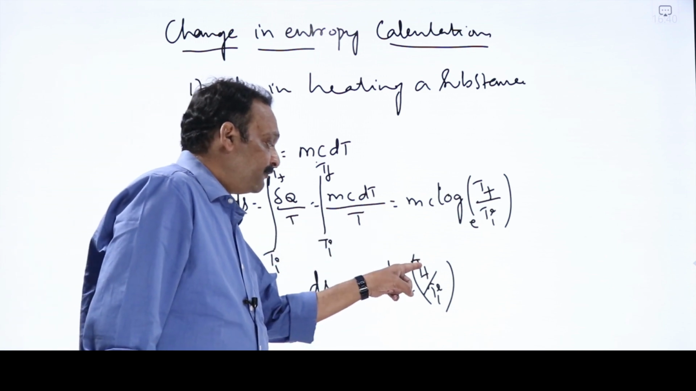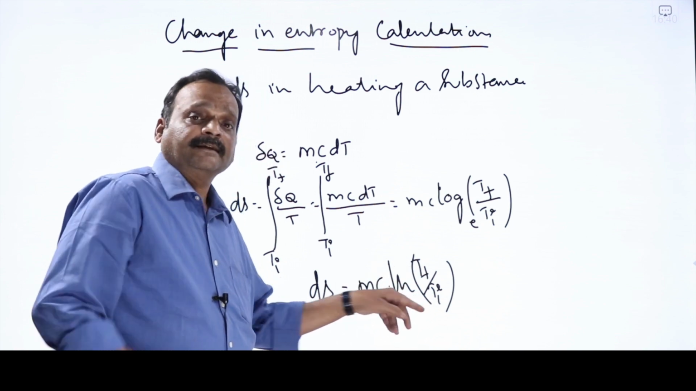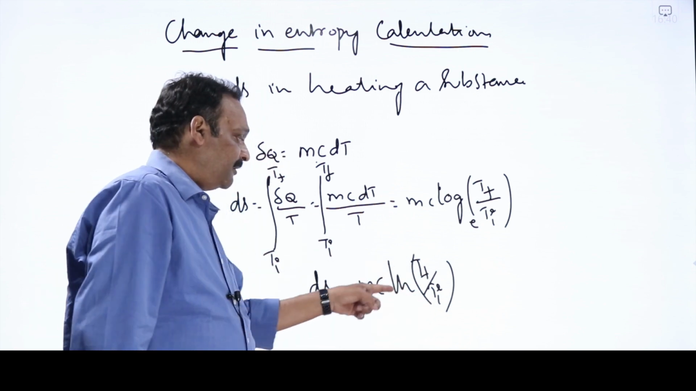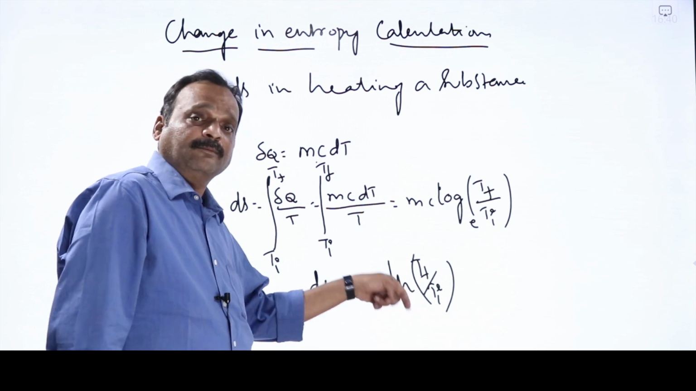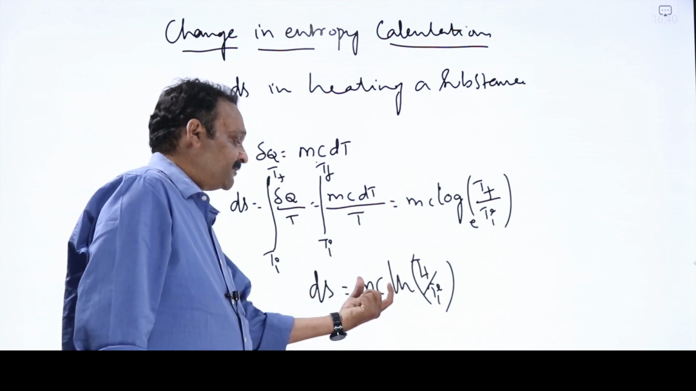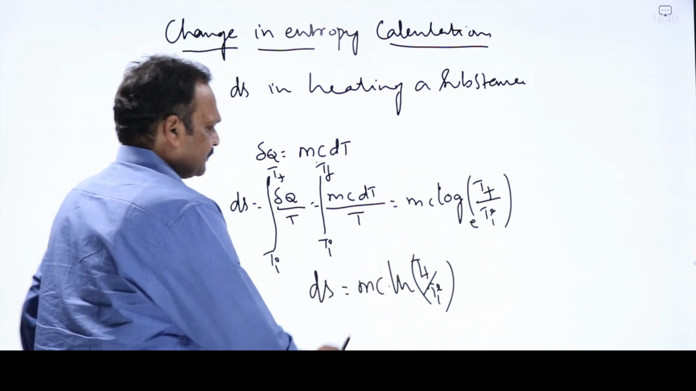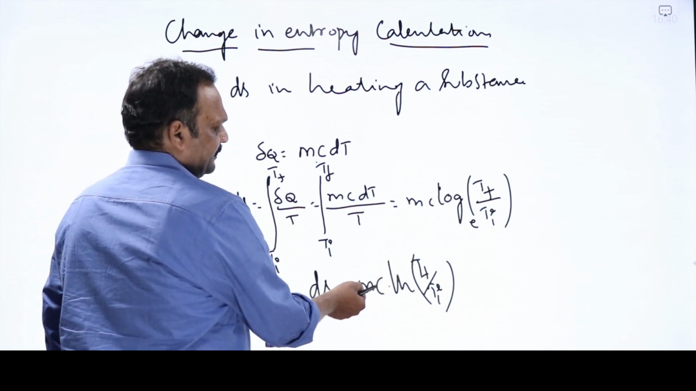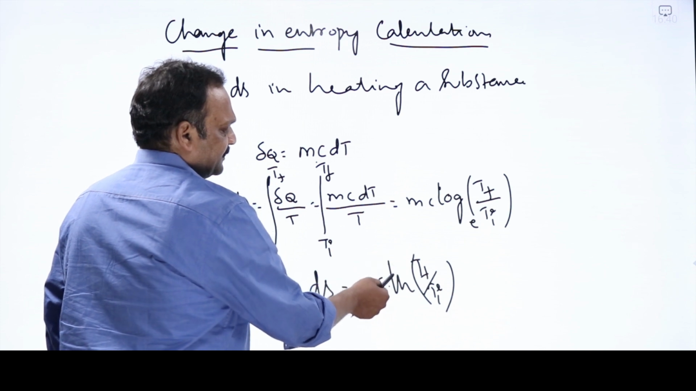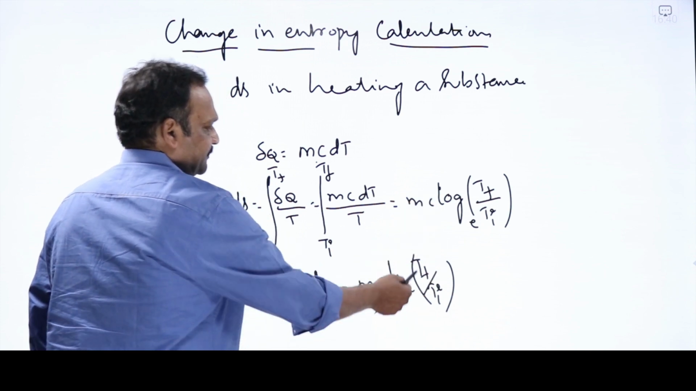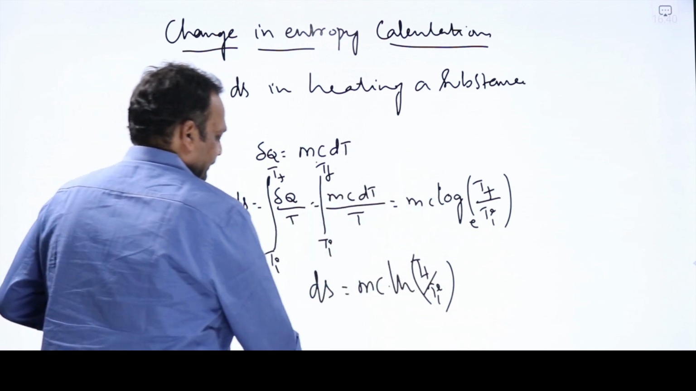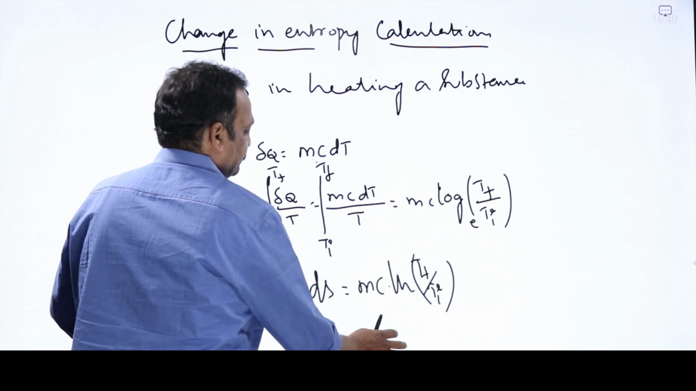If the final temperature is more than the initial temperature, it is heating the substance. Log of a bigger quantity by a smaller quantity will be positive. If you obtain a positive value for dS, it means there is an increase in entropy. So m is the amount of substance present, C is its specific heat, and the natural log of final temperature by initial temperature. Next one, we can extend this discussion to gases also.